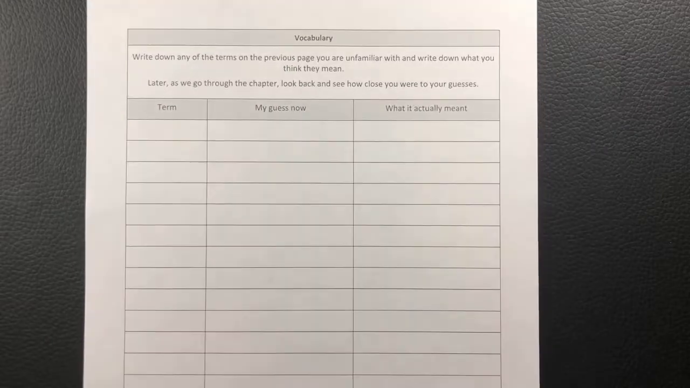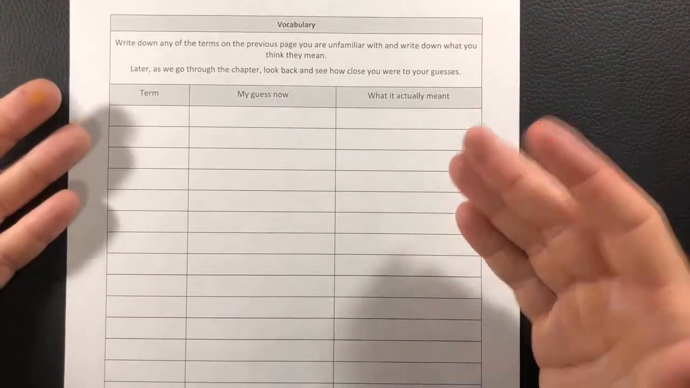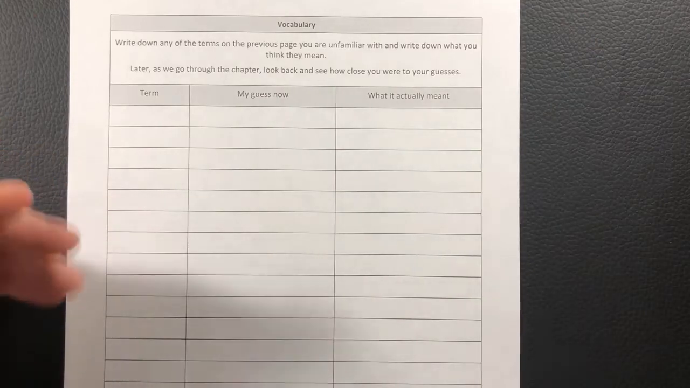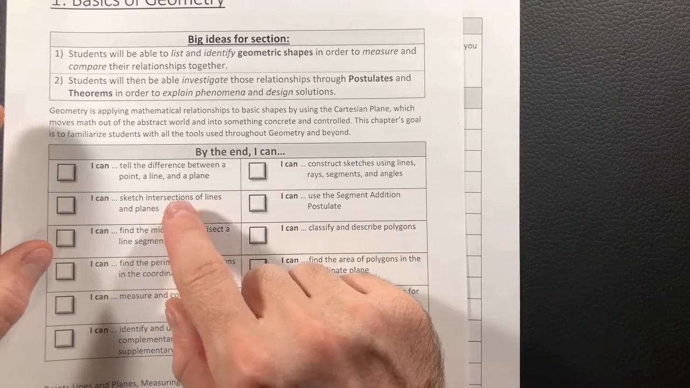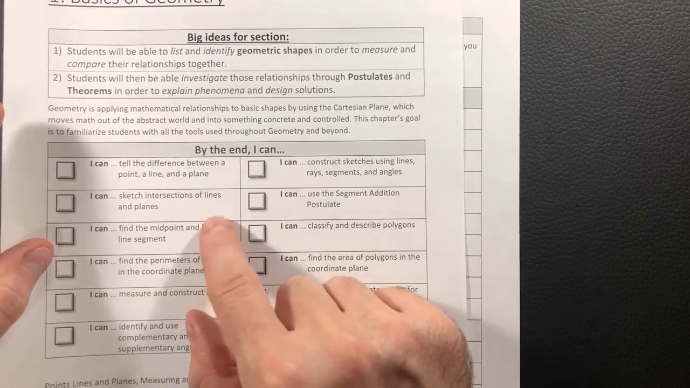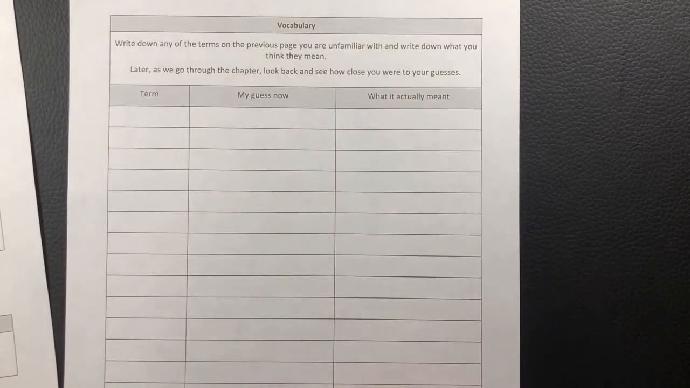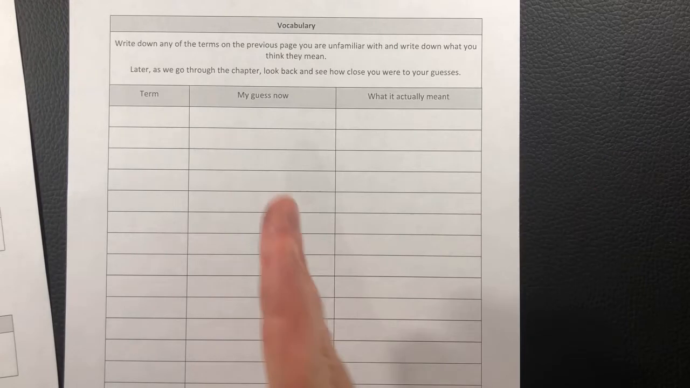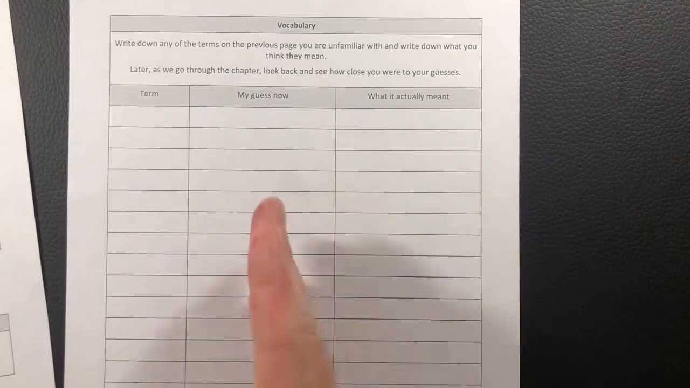So that's going to lead us to our first thing. Now, the first thing that we have is going to be a vocabulary check. It's asking you to go through that previous page and list anything that, as of right now, you're not aware of. So let's say you don't know what an intersection is. You don't know what a plane is. You don't know what a midpoint or bisect is. Write down any of the words you don't know and take a guess right now. Later on, when we actually go through it, you're going to look back on this and write down what it actually means and see how close your guesses are.